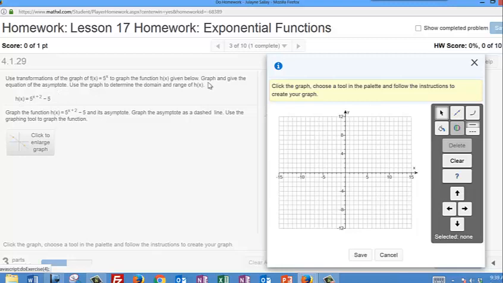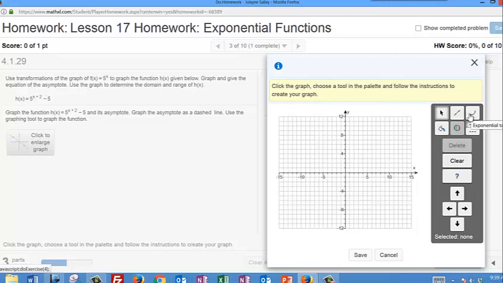Notice that we have to graph the function, and we have to give the equation of the asymptote, so we have to graph the asymptote. That's one thing that students often don't understand why they're missing points on, because they forget to graph the asymptote. And then we're going to have to find the domain and range. So let's first graph it.